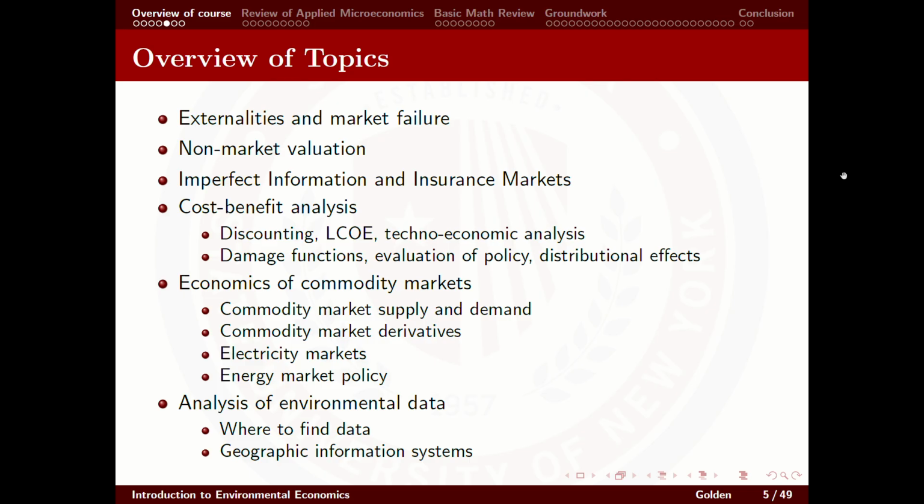And we're going to talk about the economic commodity markets. We're going to look at commodity market supply and demand. We're going to look at commodity market derivatives, electricity markets, and energy market policy. I'm going to give you a language you can use to analyze these kinds of markets and hopefully talk to people about how electricity markets and natural gas markets work. And then finally, we're going to talk about analysis of environmental data. Where do you find data? How do you analyze data? And what is a geographic information system? And these are very useful tools that you can take with you throughout your career, regardless of where that leads you or what you do.